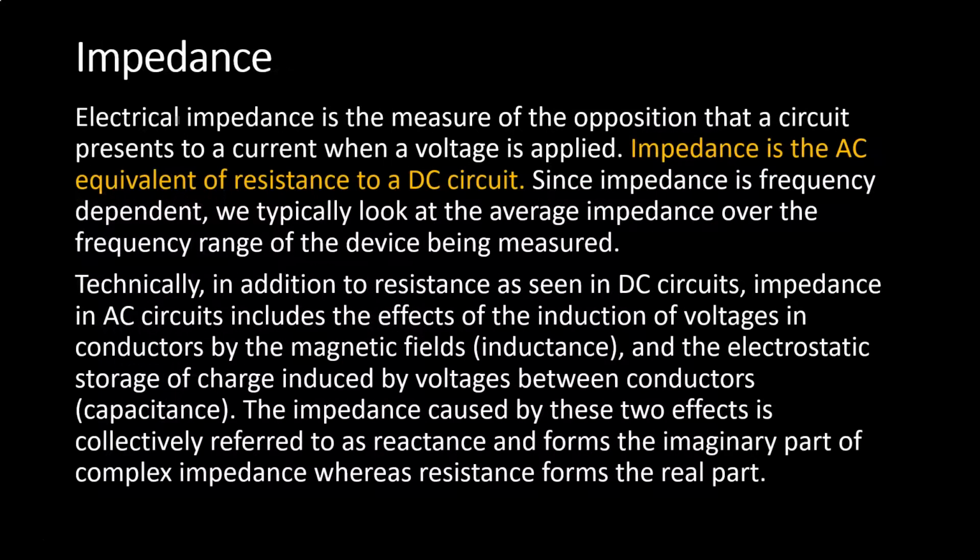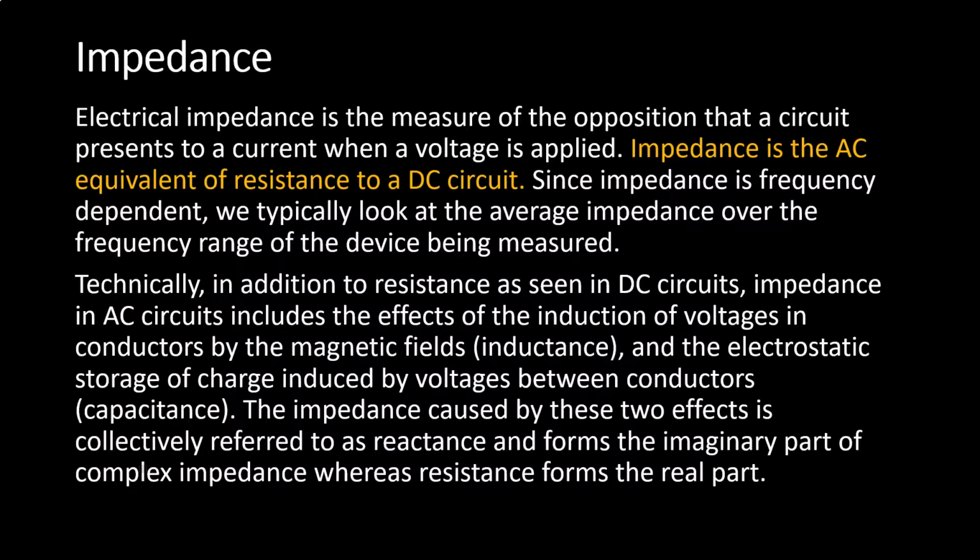The next thing we're going to talk about is impedance. And I kind of mentioned this a couple lectures back. I said impedance is the AC equivalent of resistance to a DC circuit. The thing that makes impedance different is that it's dependent on the frequency of the signal. Usually we're talking about AC signals for audio versus DC signals. So the impedance is a measure of the opposition that a circuit presents to a current when a voltage is applied. So basically, it's the AC resistance of the circuit.